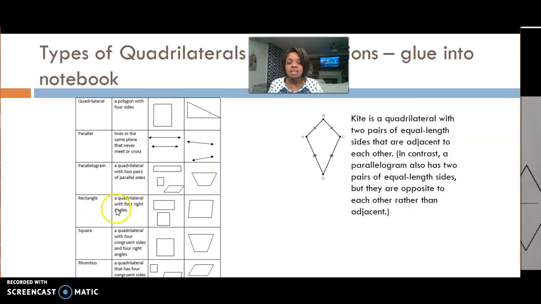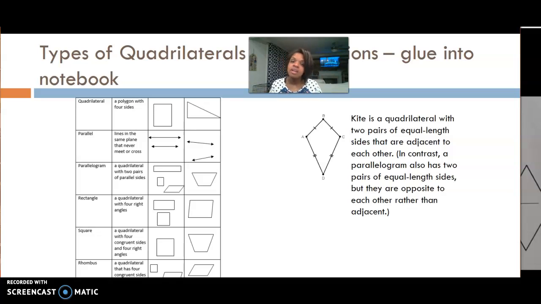All right, let's look at the next one, a rectangle. To be a rectangle, you have to have certain qualifications. So a rectangle is a quadrilateral with four right angles and four sides. So right angles means that it forms that perfect L, 90-degree angle. We talked about that with triangles.